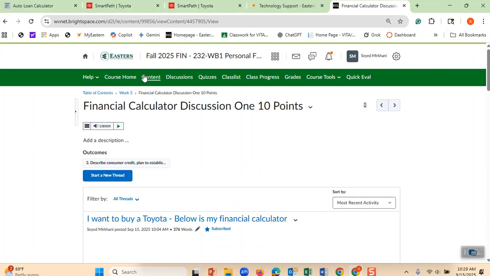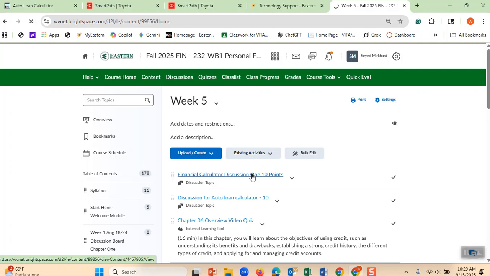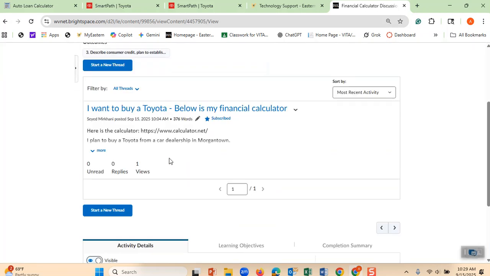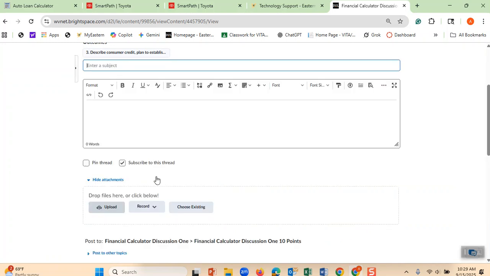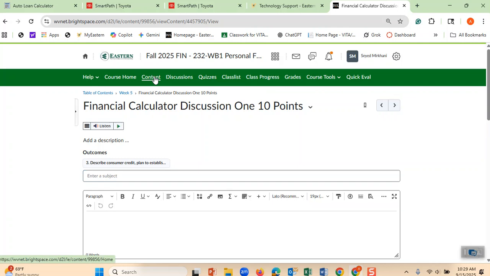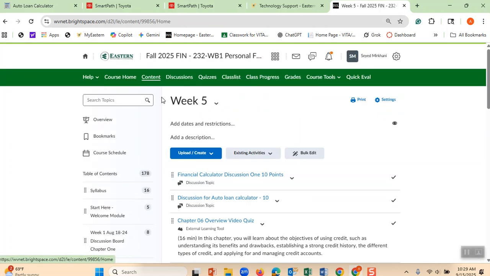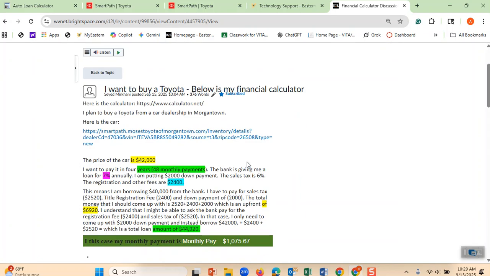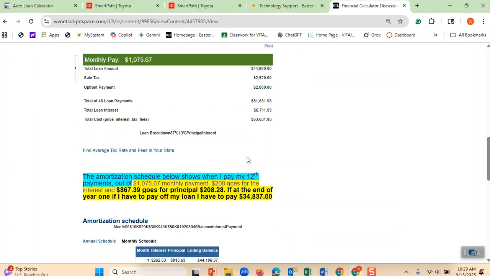I want you to go to the website and you will see it. It is listed very easily. And I want you to do the same thing and post it on the discussion board for the students to see what kind of car you are buying and show me. It shows that you understood how that financial calculator is working. And when I click here, you will see my posting, and you will see how much.